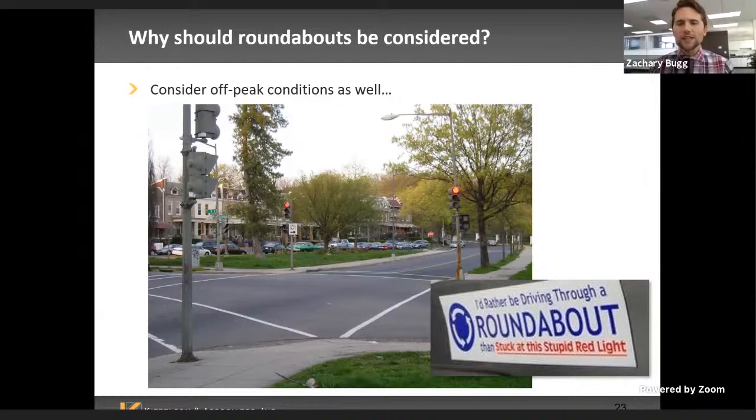So in your analysis, when you're doing a life cycle cost or a delay analysis at different types of intersections, it may be useful to consider a few off-peak scenarios in addition to the morning and afternoon commute times, to compare the delay of a signal. A vehicle that comes up here on this red light and has to wait faces a pretty significant delay compared to a roundabout condition.